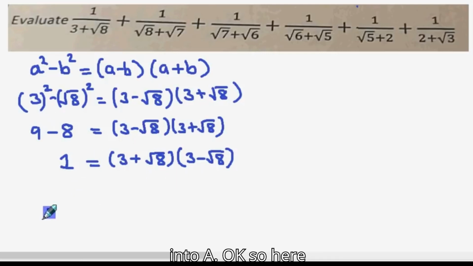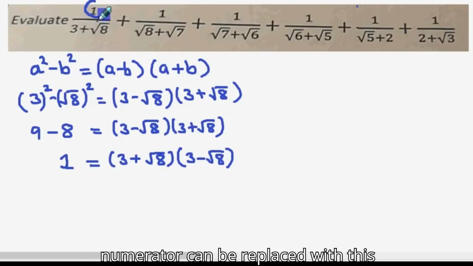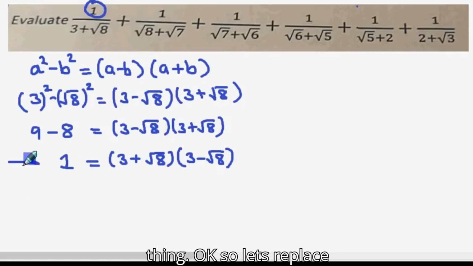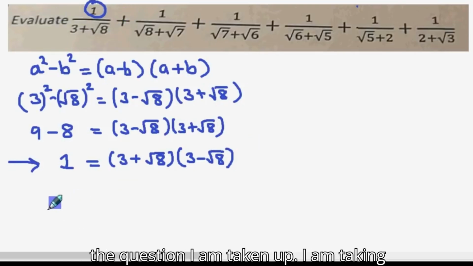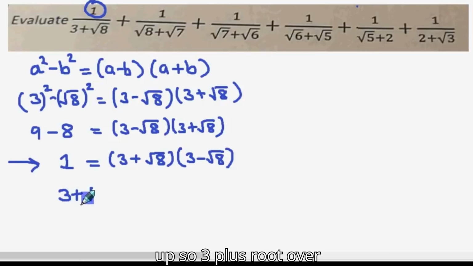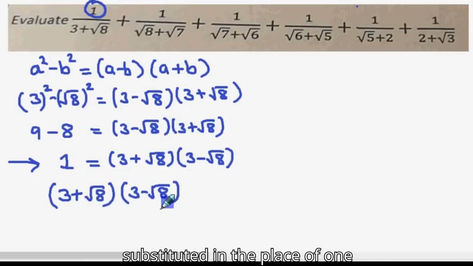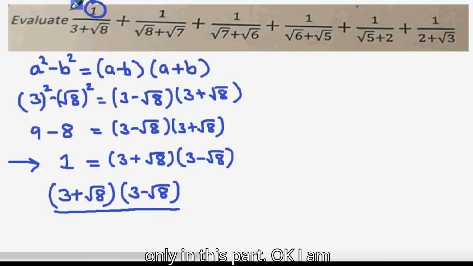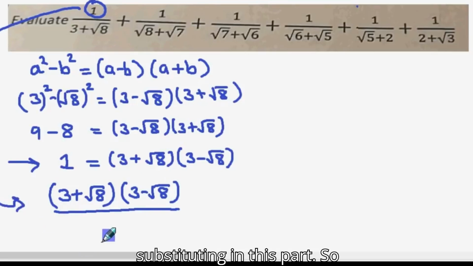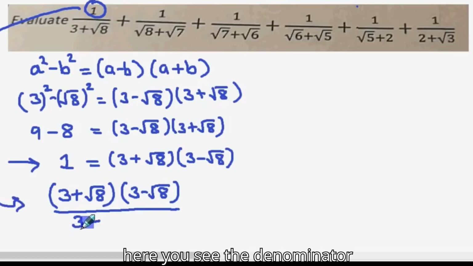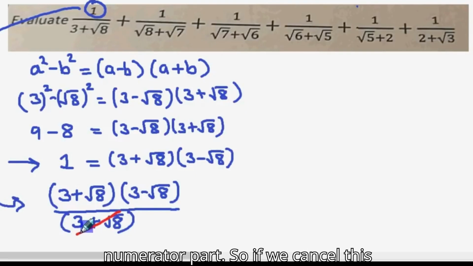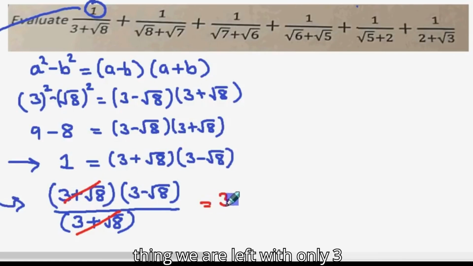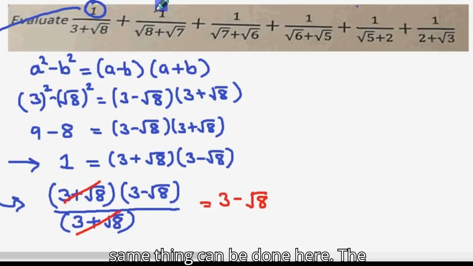Here, the 1 in the numerator can be replaced with this thing. Let's replace it. Suppose I am taking up only this part of the question: 3 plus root over 8 and 3 minus root over 8 substituted in the place of 1, only in this part. So here you see the denominator is getting cancelled with the numerator part. If we cancel this, we are left with only 3 minus root over 8. And the same thing can be done here.